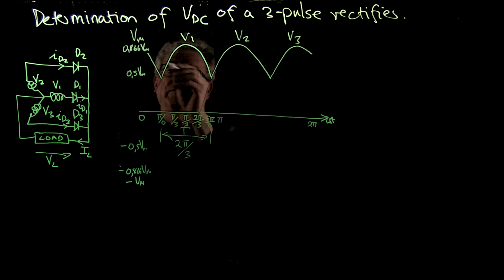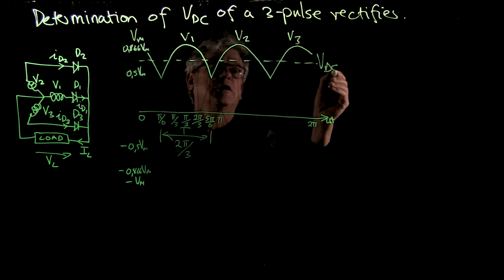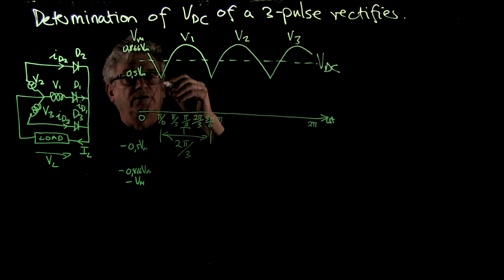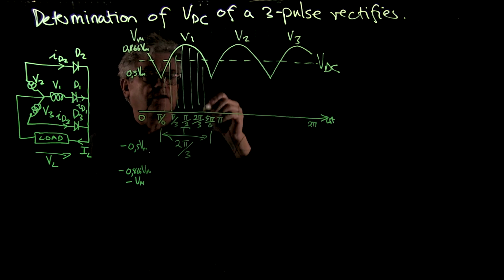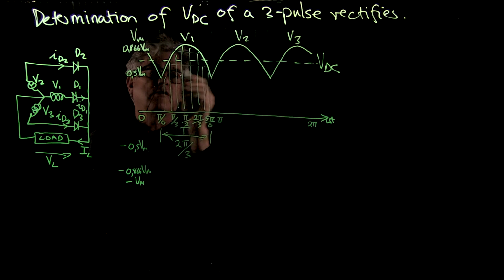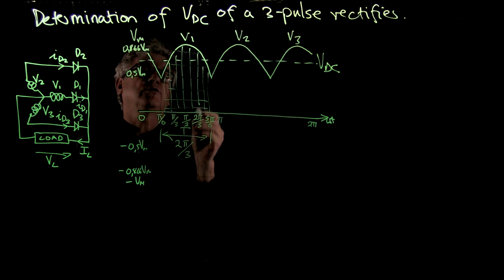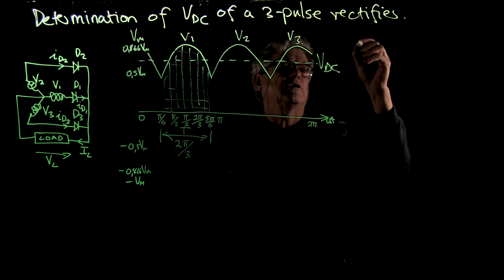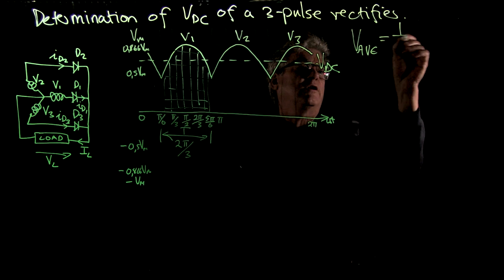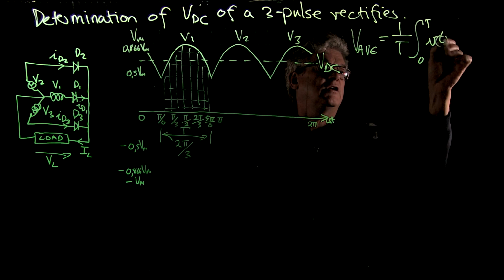In order to determine VDC, we need to determine the area underneath the graph, this shaded area that I'm showing now. And then we have to divide it by the period in order to get the average value. Now the scientific definition of average is equal to 1 over T of the integral between 0 and T of V(t) dt.